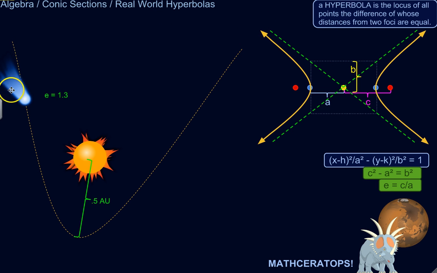So I've got an example of a comet here with two pieces of information about it. We're going to see if we can take those pieces of information, plus what we know about hyperbolas, plus a couple other little formulas that help us, and see if we can write an equation that approximates the orbit of this comet.